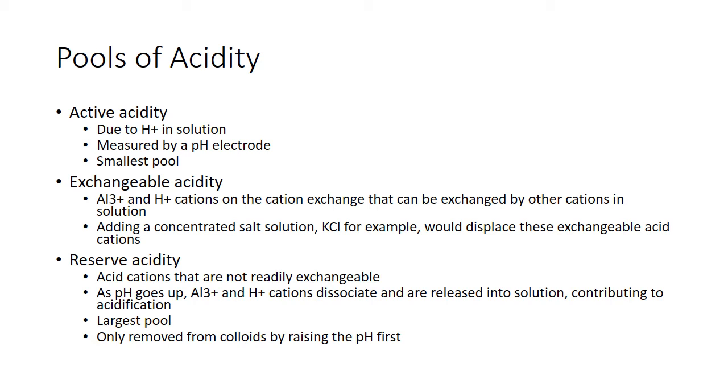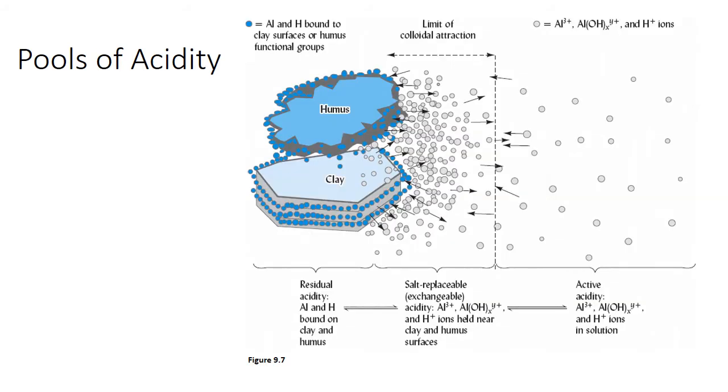This is the largest pool of acidity, but we can really only manage it by trying to remove or neutralize the acidity that is exchangeable or the active acidity first. So we have to neutralize the top two pools to allow what's in the bottom pool to be released into solution. And then we have to go back and re-neutralize the soil again to try to raise the pH.